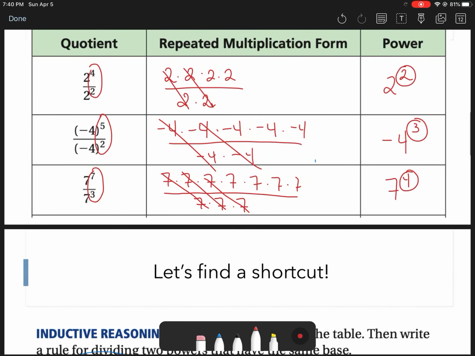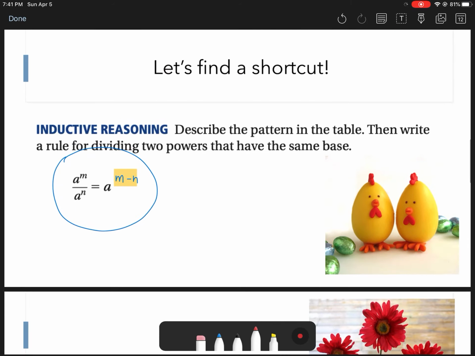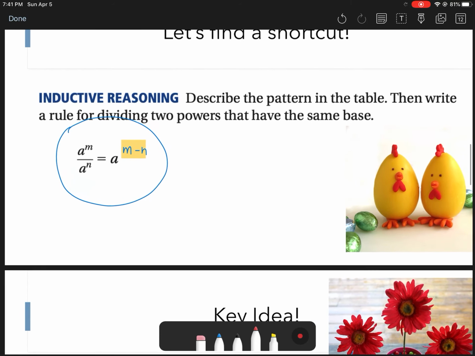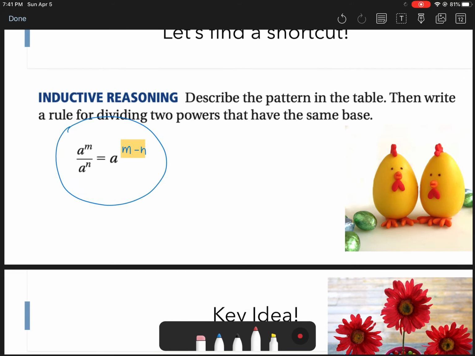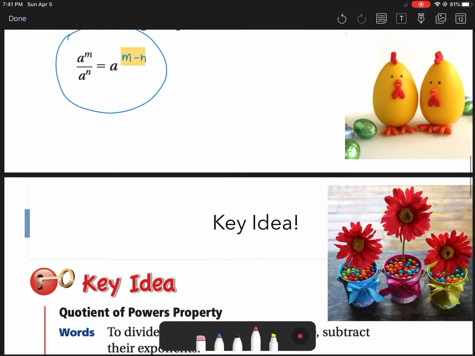Okay, what we can do here, instead of having to write everything out, is just subtract the exponents. 4 minus 2 gives us 2. 5 minus 2 gives us 3. 7 minus 3 gives us 4. And this is basically describing the pattern. A to the m divided by a to the n is simply written as a to the m minus n.